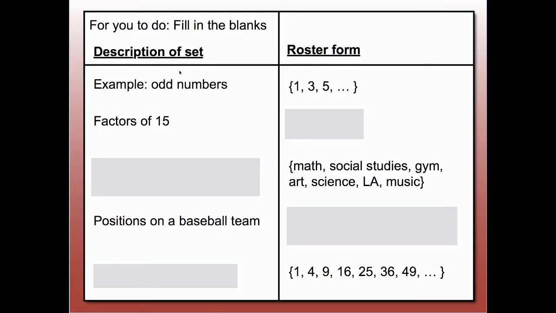Now, what I'd like you to do is fill in the blanks. There's a description of a set, and then the set is written in roster form. I'd like you to complete this table. Where it says factors of 15, I'd like you to write that set in roster form. And then, given a set in roster form, I'd like you to find a way of describing it. The same goes with these. So, stop the video, copy this table into your journal, take a moment to solve all of these, and then check your solutions by restarting the video.